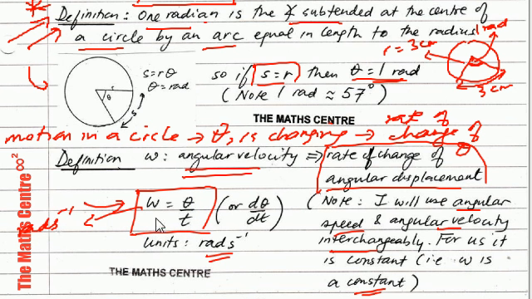Now again, let me remind you, omega for us will be constant, and I'll be using the words angular speed and angular velocity interchangeably.